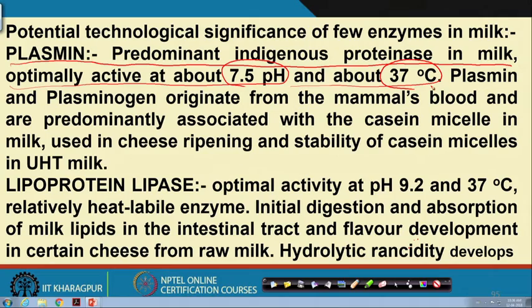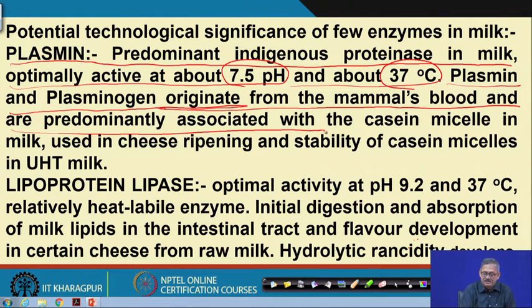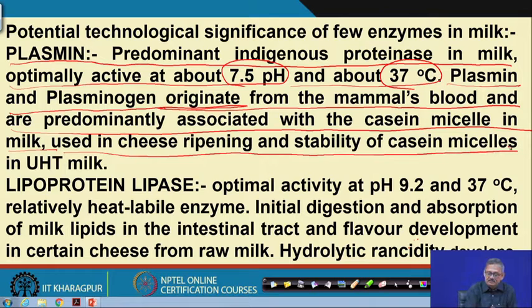This plasmin and plasminogen originate from the mammal's blood and are predominantly associated with the casein micelle in milk. They are used in cheese ripening and for the stability of the casein micelle in UHT milk. So many terms we have said, right. Casein micelle we have already explained, so there is no further explanation for that.